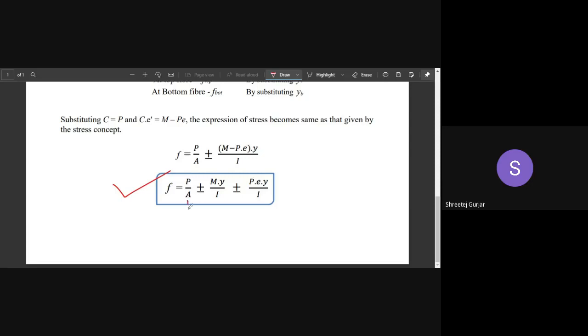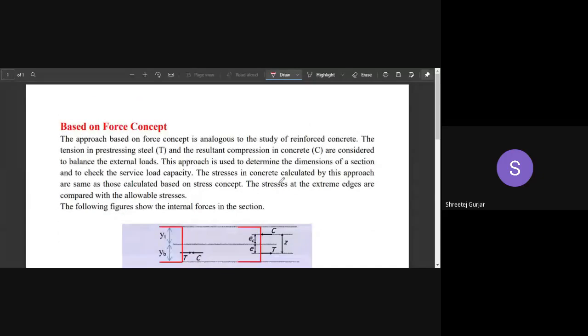This is your direct stress, this is your bending stress, and this is the stress caused because of our eccentric pre-stressing. All of these were stresses, and we found the resultant stress. So that is the stress concept. Now we will look into the force concept, wherein we will deal with forces instead of stress.